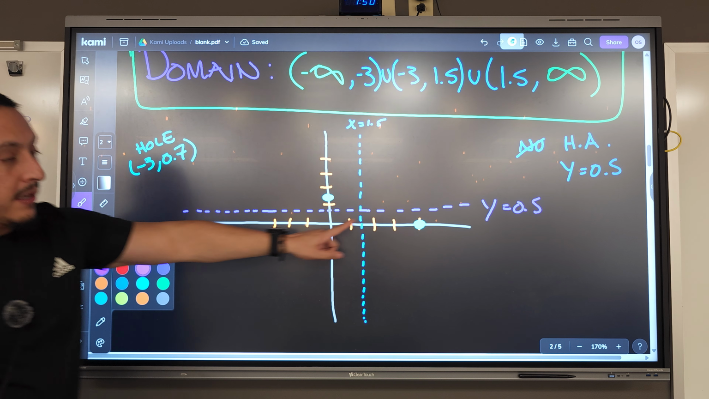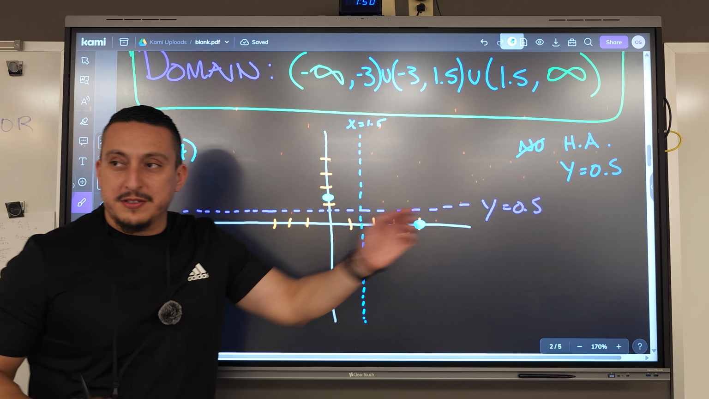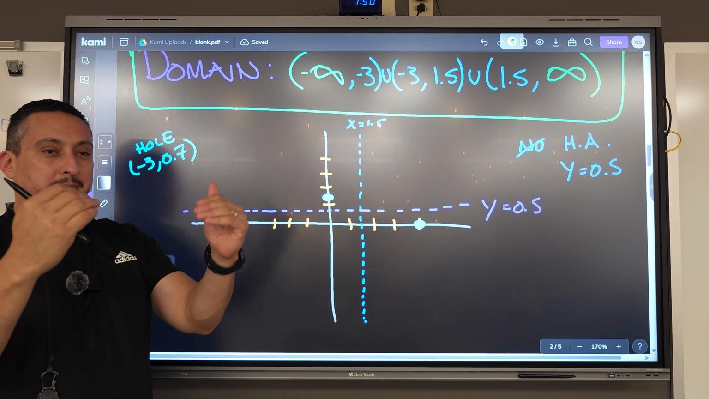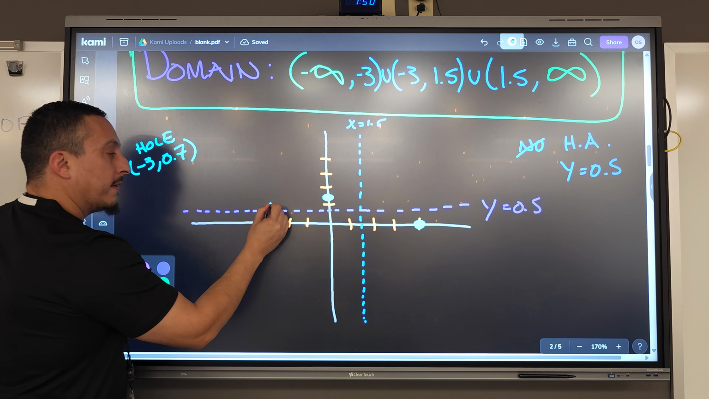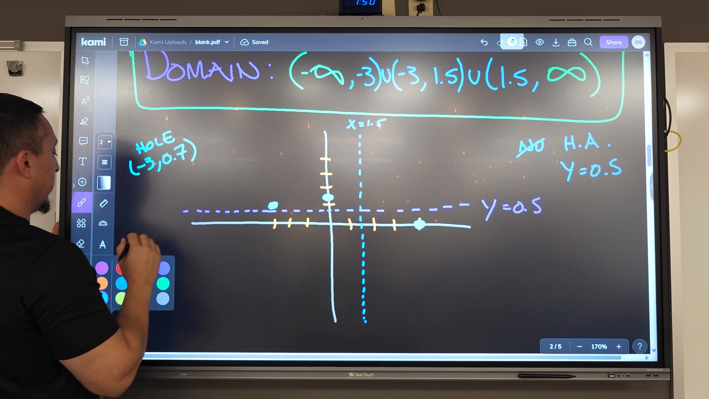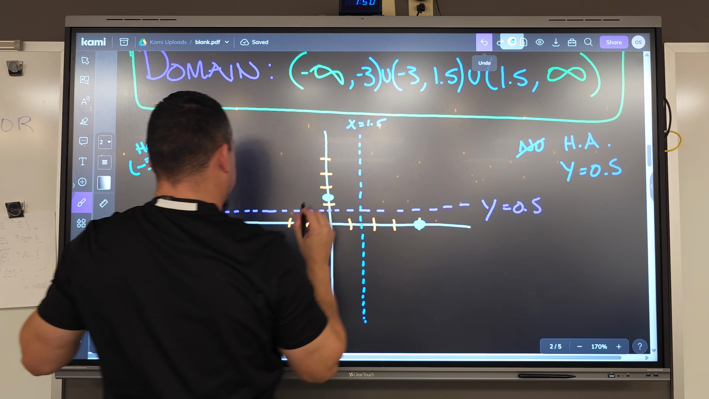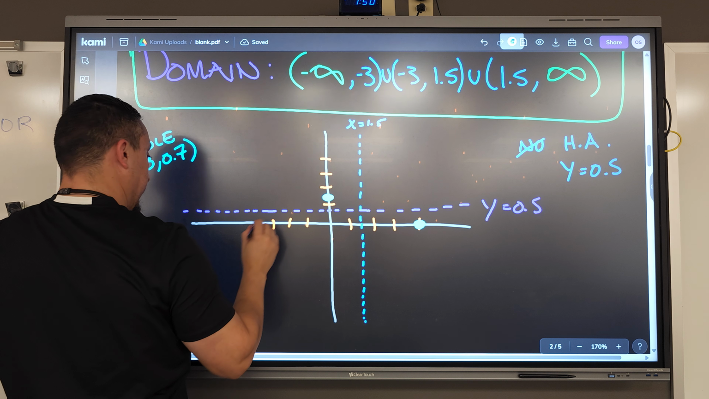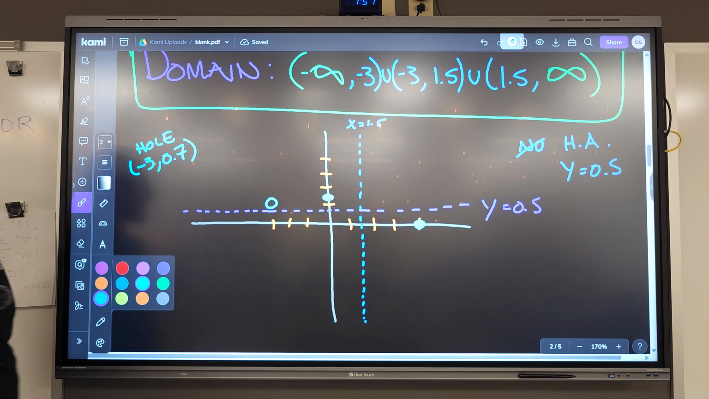Remember that this is at 0.5, so 0.7 is like just right above it. Oh wait, that's a hole, right? A hole. So it'll be like this. Not shaded in because it's a hole. Okay, does everybody see where all these things came from? Does that make sense? I just put the information that we got on the graph. Can you see the graph or not? Okay, that's how you graph.